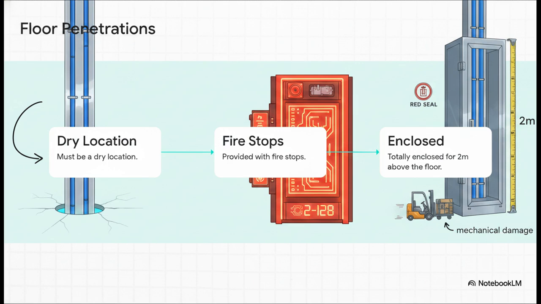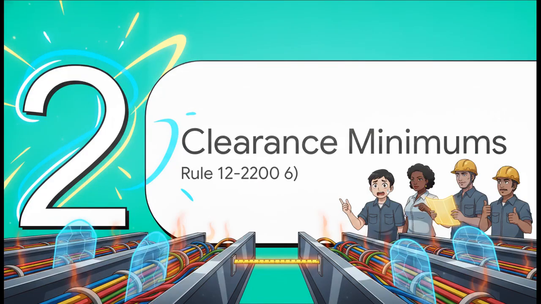First off, it has to be a dry location. Second, you must install fire stops in accordance with Rule 2128. And third, pay attention, because this is a classic Red Seal trap, it must be totally enclosed where it passes through and for a minimum distance of 2 meters above the floor. Why? Well, it provides essential mechanical protection so a forklift or some careless guy with a cart doesn't just smash into your exposed cables. Moving on to Section 2, Installation and Minimum Clearances.